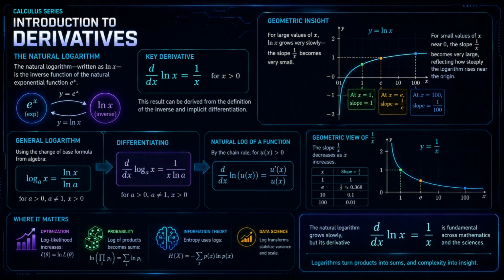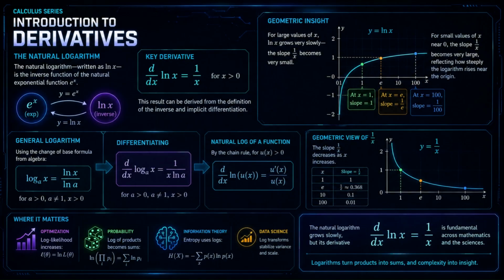For large values of x, the function ln of x grows very slowly. The slope 1 over x becomes very small. For small values of x near 0, the slope 1 over x becomes very large, reflecting how steeply the logarithm rises near the origin.